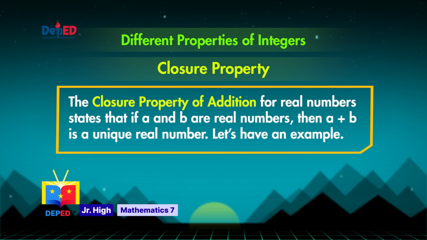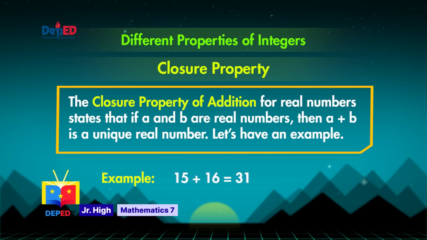The closure property of addition for real numbers states that if A and B are real numbers, then A plus B is a unique real number. Let's have an example. Adding two real numbers produces another real number. 15 plus 16 is equal to 31. 31 is a real number.